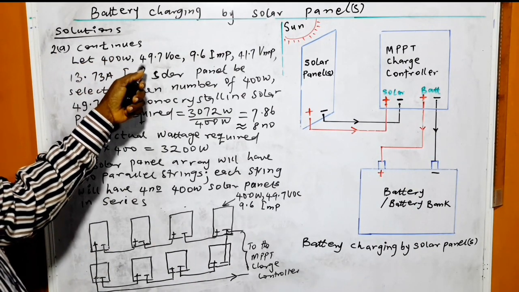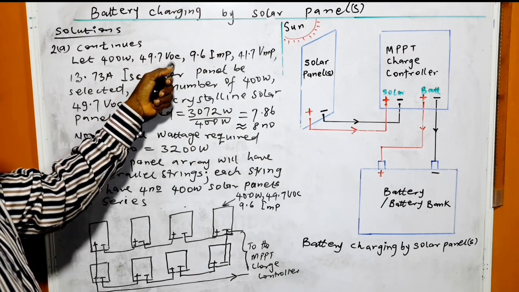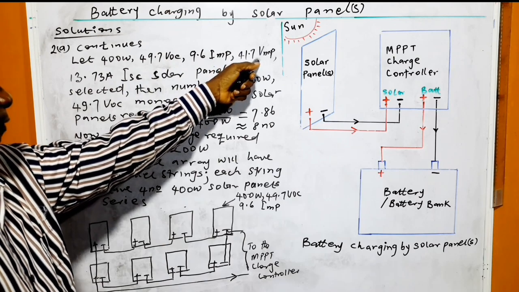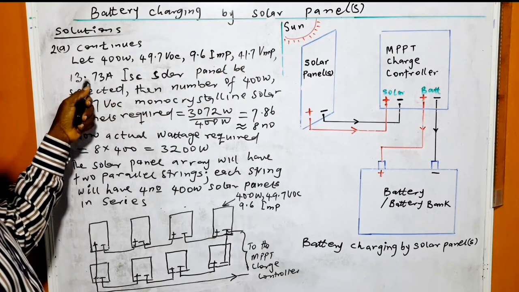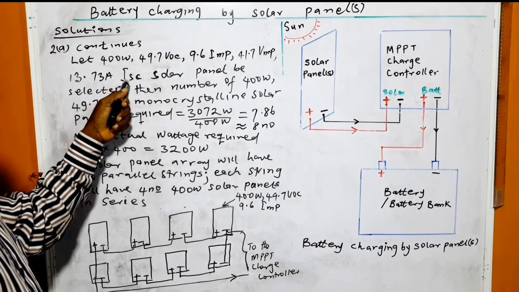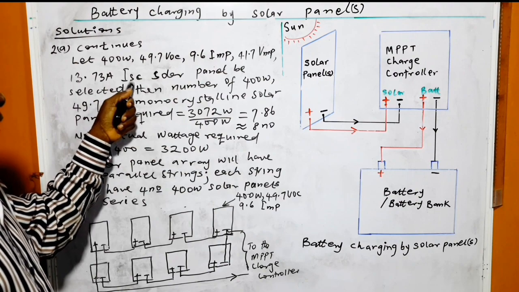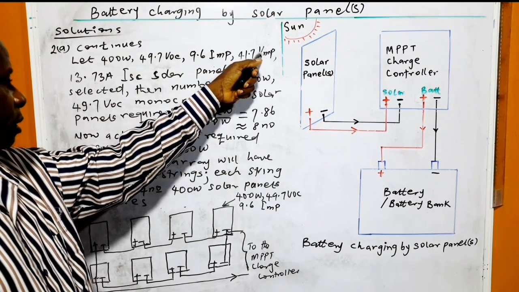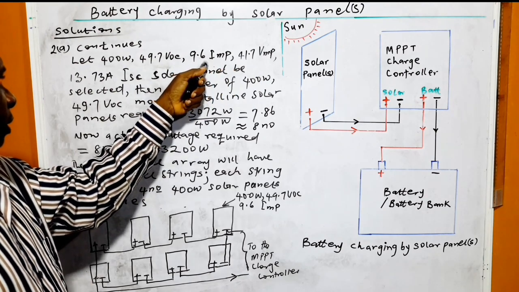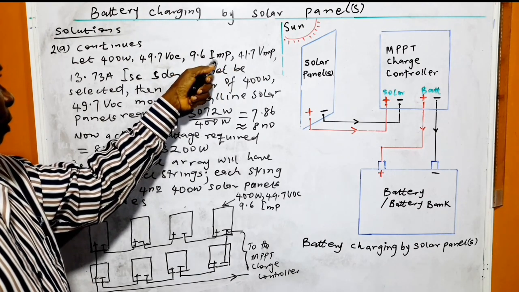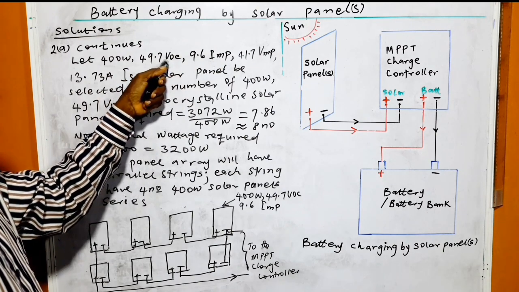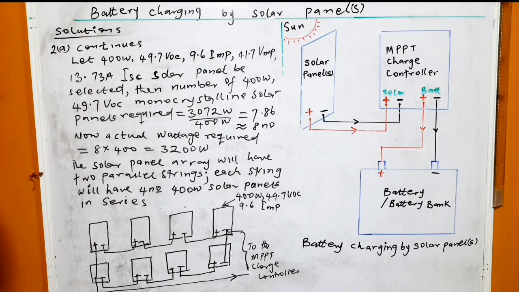Let the panel be 400 watt, 49.7 VOC, 9.6 IMP, 41.7 VMP, 13.73 ISC. ISC means short circuit current. VMP means voltage at maximum power. IMP means current at maximum power, and then VOC means open circuit voltage.